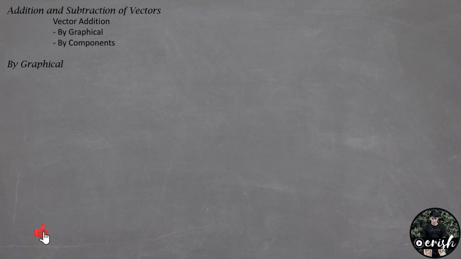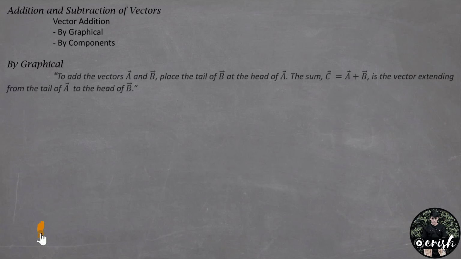In general, vectors are added graphically according to the following rule, and this is the rule. To add the vectors A and B, place the tail of B at the head of A, and the sum, yung C, vector C is equal to vector A plus vector B, is the vector extending from the tail of vector A to the head of B.